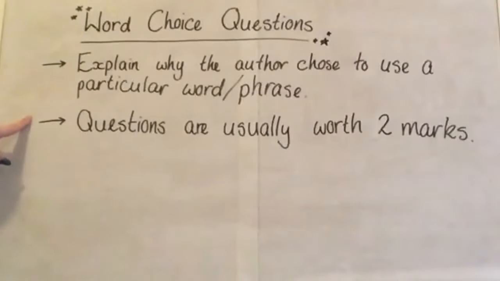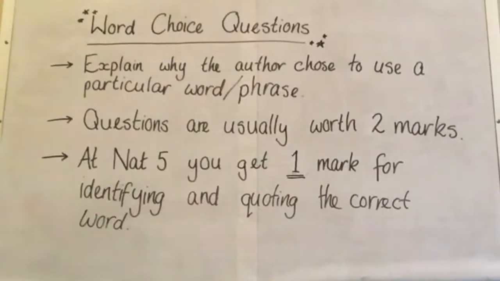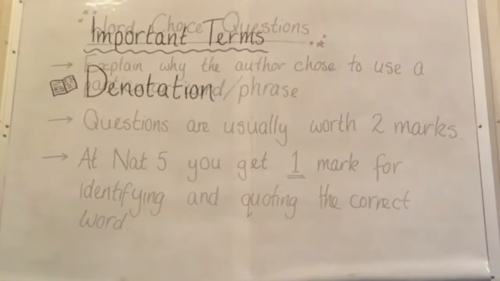If they are worth 4 marks, then it means that it wants you to repeat the process. So you need to do it twice and identify 2 words. And the breakdown of those marks is different at National 5 than it is at Higher. So at National 5 you get 1 mark for identifying the word and quoting it. You do not get that at Higher. At Higher it is completely dependent on your ability to explain. This means at National 5 it's something of a gift to get the extra mark. So if you're really panicking and you don't know how to answer that question, quote a word. You might get a mark for it.